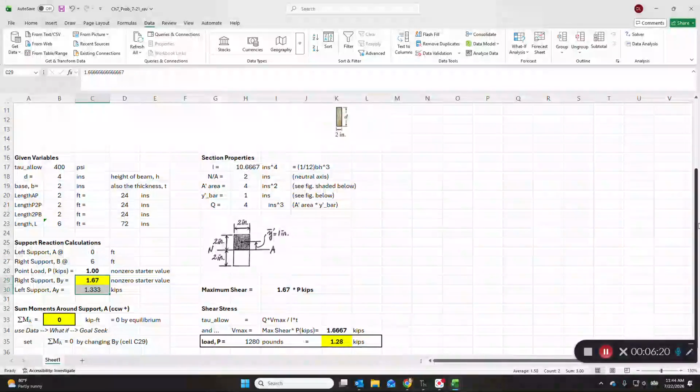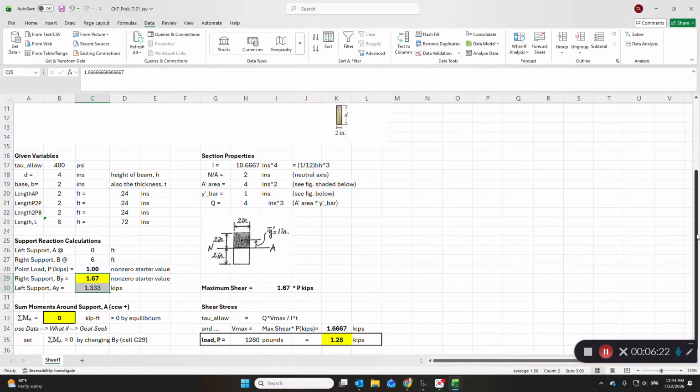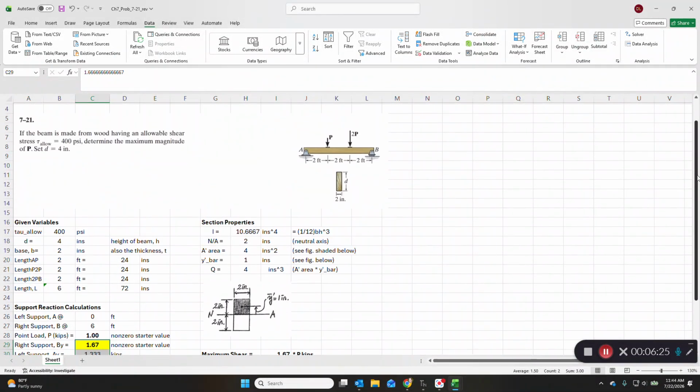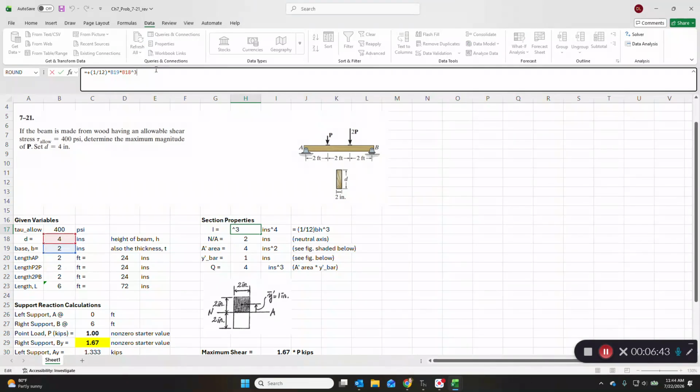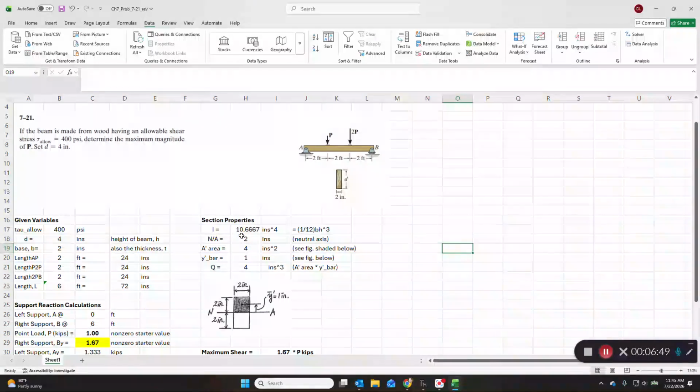So now we're ready to move on to the section properties to find our maximum magnitude of P given tau allowable. So our section properties, the first thing we want to do is calculate the area moment of inertia, which we know for a prismatic member is 1/12 BH cubed. So the base is 2, so it's 1/12 of the base, which is this cell, times the height cubed, and we've got it. That's 10.667 inches to the 4th.